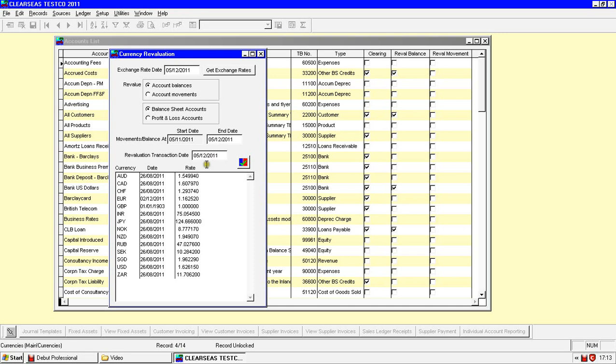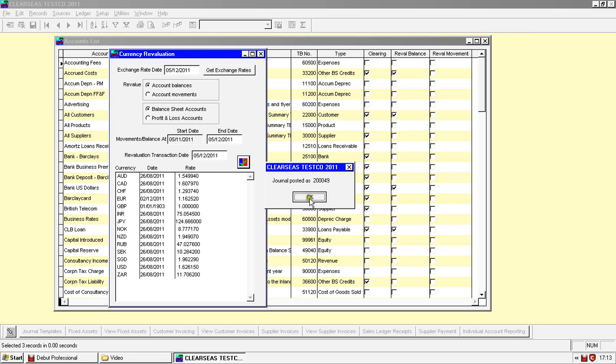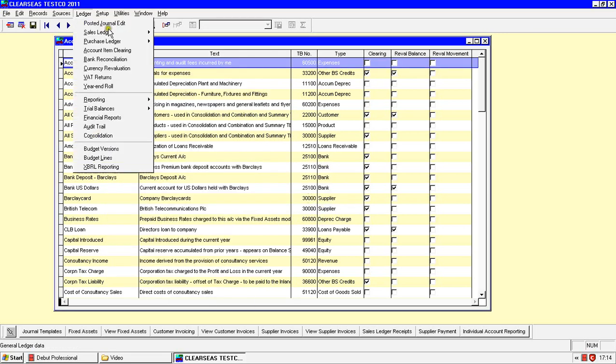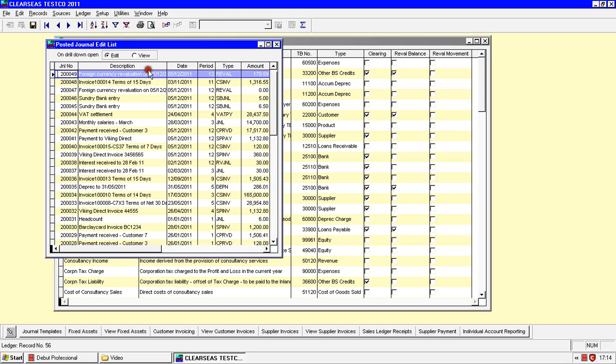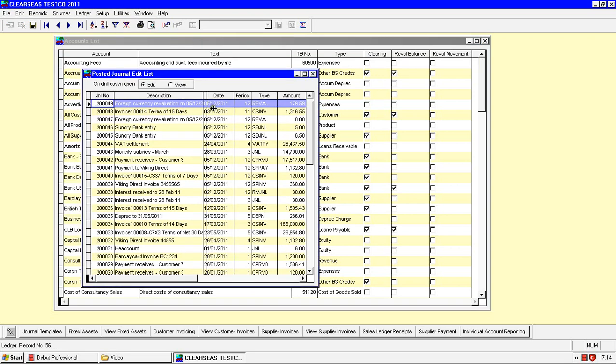We can give it a transaction date, and basically you just click the post, it goes off and calculates the balance that is held in the ledger at the foreign currency and its existing rate, and converts it to the current rate ruling on the balance sheet date.